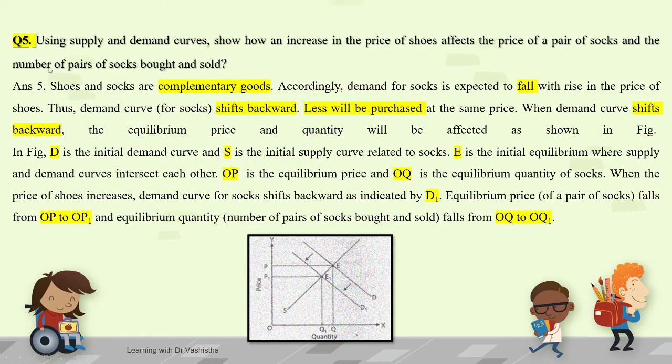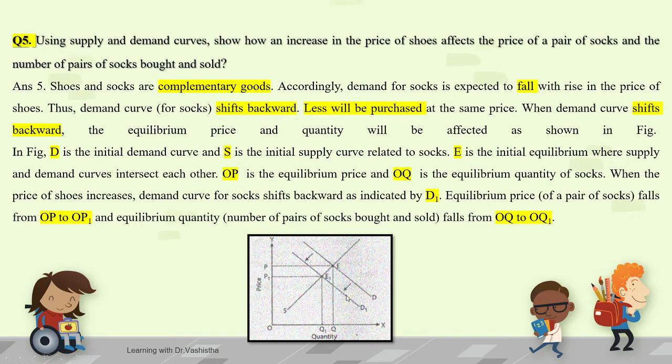Next question. Using supply and demand curves, show how an increase in the price of shoes affects the price of a pair of socks and the number of pairs of socks bought and sold. As we know, shoes and socks are used together. They are complementary goods. So accordingly, demand for socks is expected to fall with the rise in price of shoes. Of course, because they are complementary goods and neither good can be used individually without the other. So if there is an increase in the price of one, that would lead to a fall in demand of the other. Thus, the demand curve for socks shifts backward.